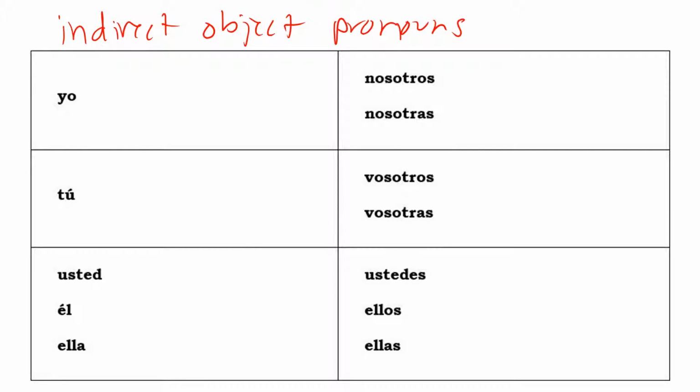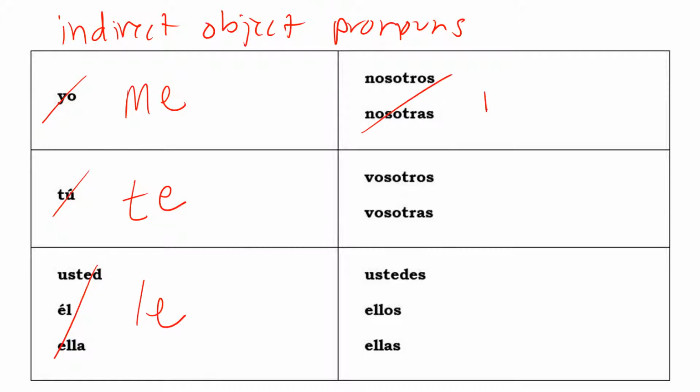Our indirect object pronouns that we're going to use in place of our subject pronouns are, instead of yo, we will use me. Instead of tú, we are going to use te. Instead of usted, él, and ella, we will use le. Instead of nosotros, nos. Instead of vosotros, os. And instead of ellos, ellas, and ustedes, we will use les.